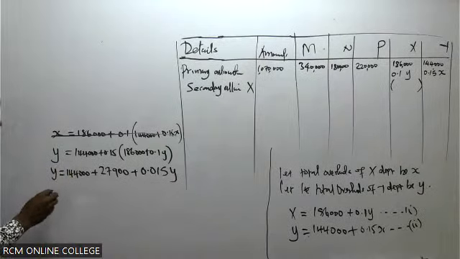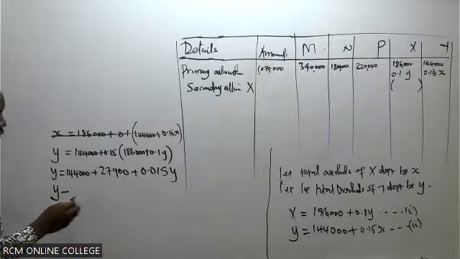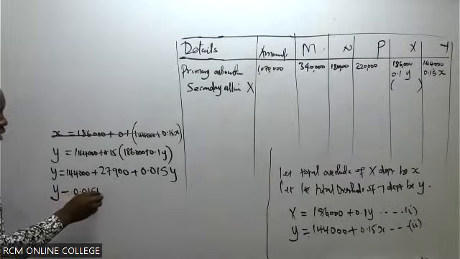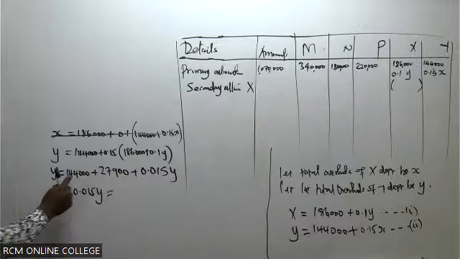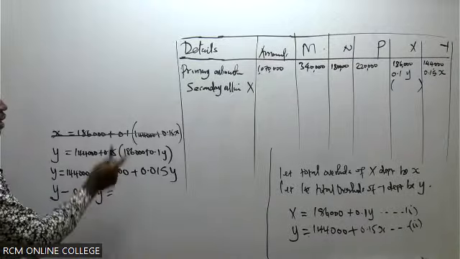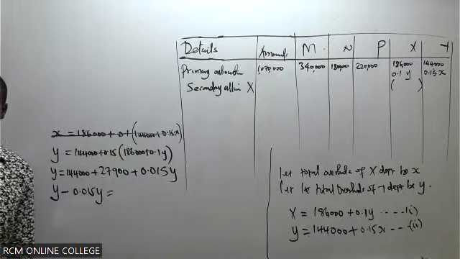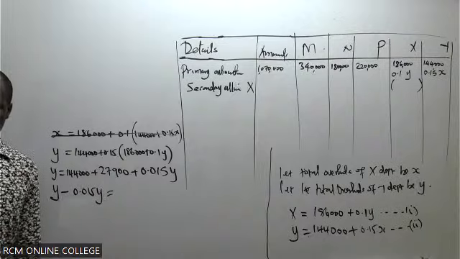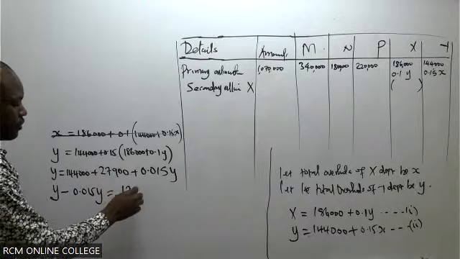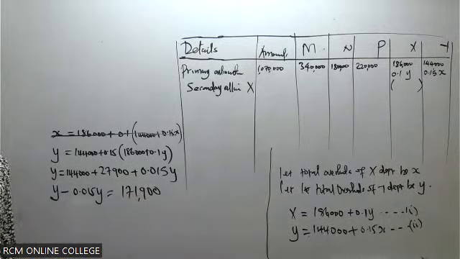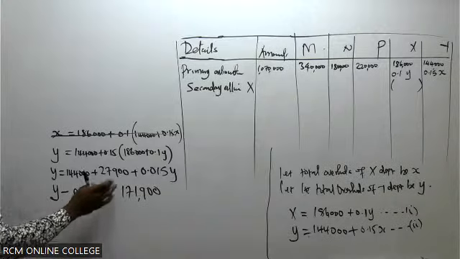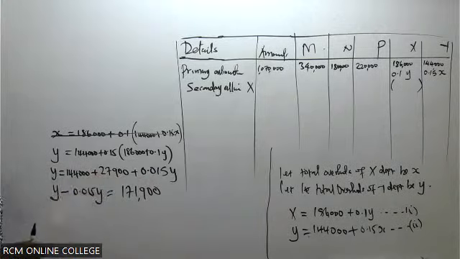So Y, collect them together, Y minus 0.015Y is equivalent to 144,000 plus 27,900. What do we get? 171,900. I'm told this one is 171,900. Somebody to confirm? These two, if you add them, you are getting 171,900. Are you getting that?